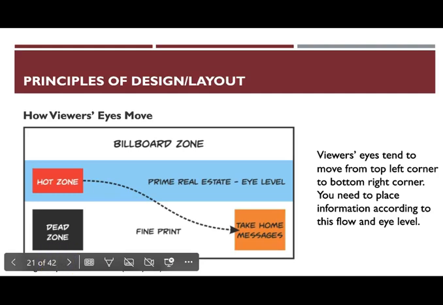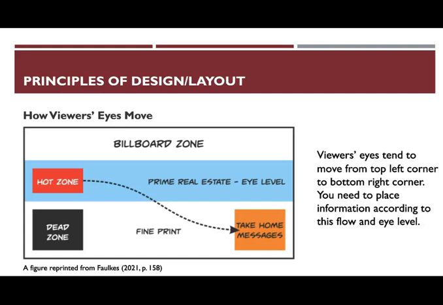The graphic on the left-hand side of this slide shows how your viewers' eyes move as they look at your sign. On the left-hand top side, we have the hot zone. This is where the viewer's eyes begin. They slowly move across the poster until they get to the bottom right-hand side where you'll see the orange square that says the take-home messages.